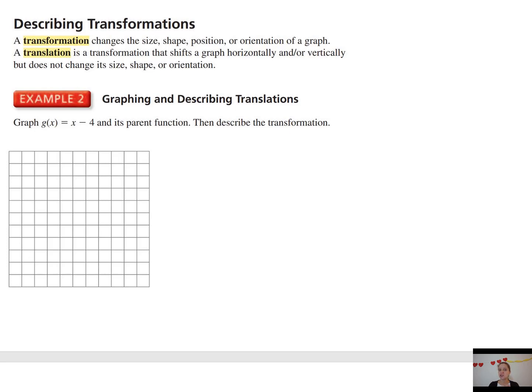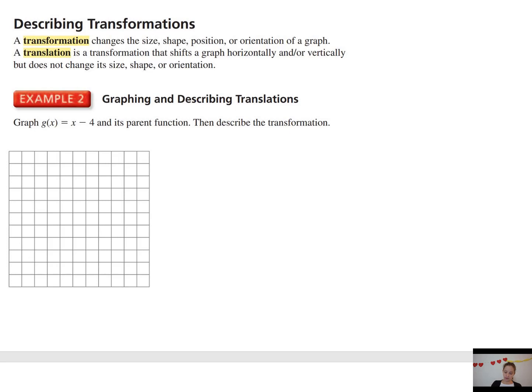A transformation changes the size, shape, position, or orientation of a graph. A translation is a transformation that shifts a graph horizontally and or vertically, but does not change its size, shape, or orientation. In example 2, we're going to be graphing and describing translations. So we're going to have to graph g of x equals x minus 4 and its parent function, then describe the transformation.